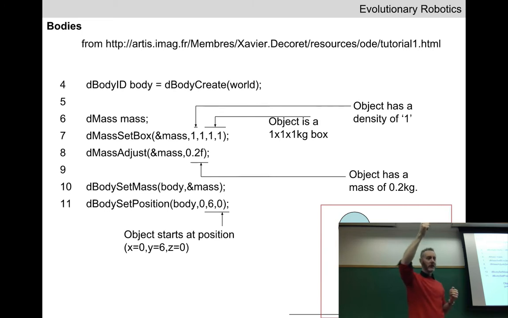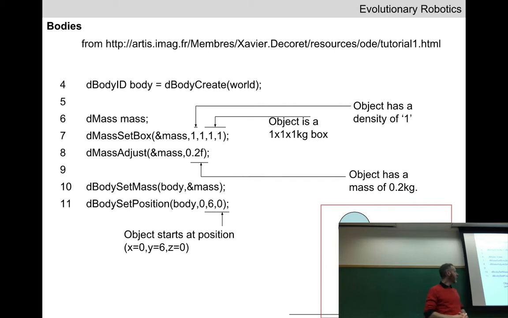The first one contains all of the mass information. So in this case, we're creating a box. We're going to create a 1 by 1 by 1 kilogram box. So that's the distribution of mass within the object. There's the fourth number here, which sets the density. We can adjust the mass a little bit if we want. This is just some old code that's sitting in here, but we're setting the mass of the object and how that mass is distributed inside the body.